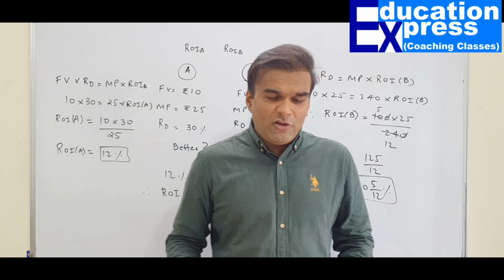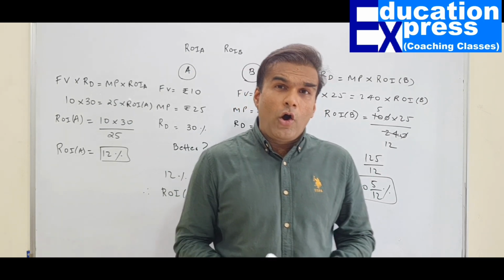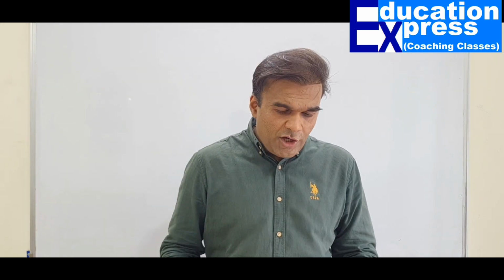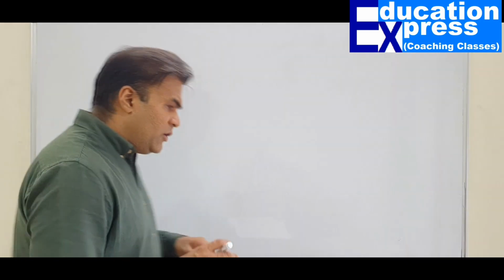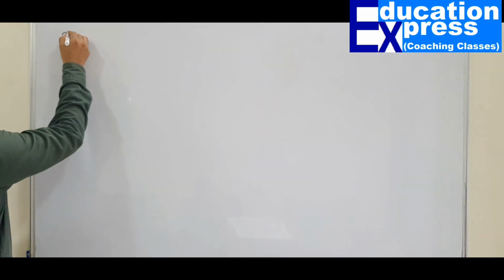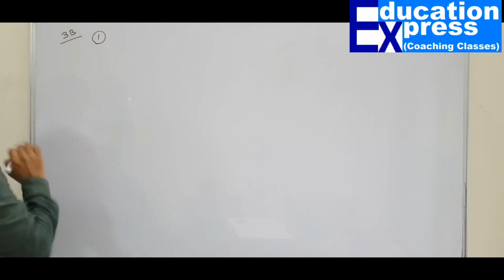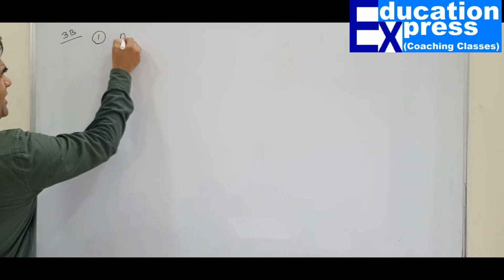Alright then, let's begin with question number 1. I'm doing all odd questions. So here we go with question number 1. 3B, question number 1. A man buys 75.